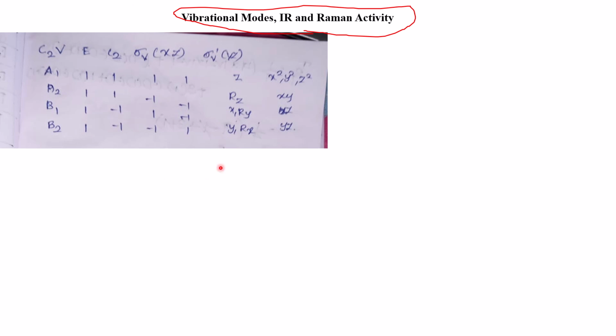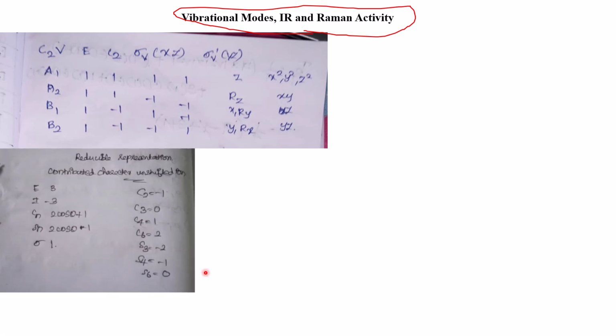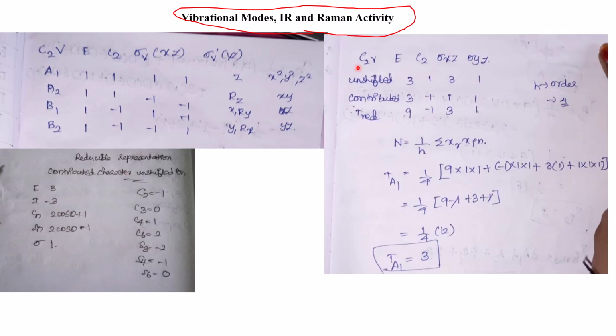So we find this table for which one is contributed and which one is unshifted. In the previous video we saw the reducible representation values. These are the values for the contributed character for unshifted atoms. Using these values we calculate this table for the reducible representation. For C2v, the unshifted count is calculated here.